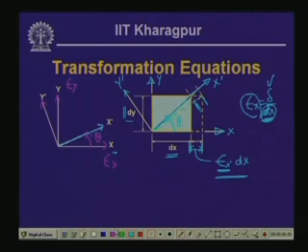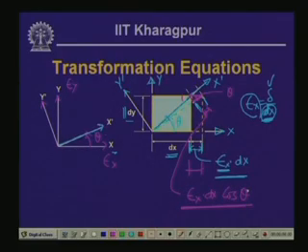Now, if the horizontal distance is epsilon x dx, then the extension, since this angle is theta, and this being small, this particular one also we are calling theta. Hence, the extension of the diagonal is the horizontal distance times cos theta. So, this particular extension is given as epsilon x dx cos theta. So, this is the extension of the diagonal.